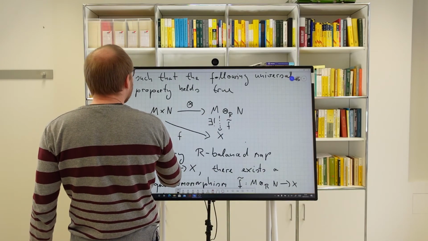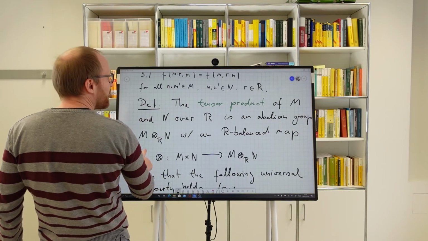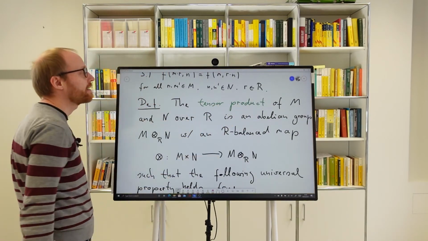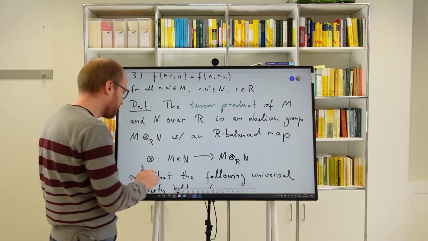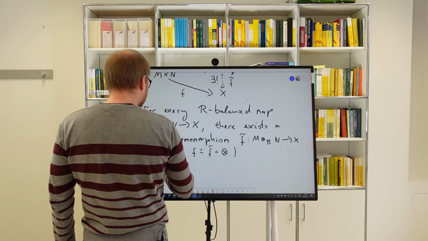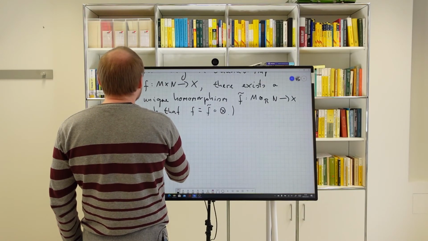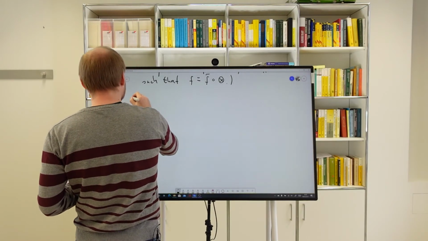I said this is a definition, so I better now verify that actually such a tensor product does exist. Right now we just said it is something which has this universal property. This needs verification that this is a non-empty definition, so such a tensor product exists. So how do we do this?